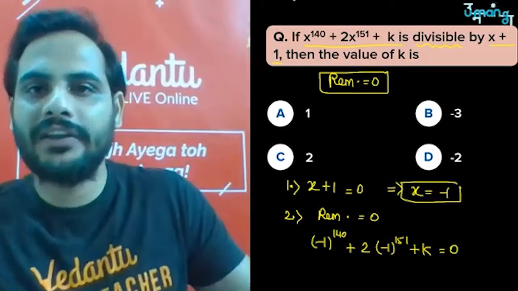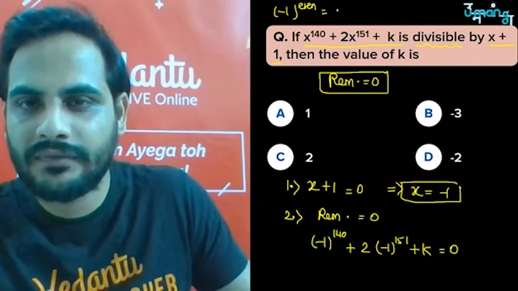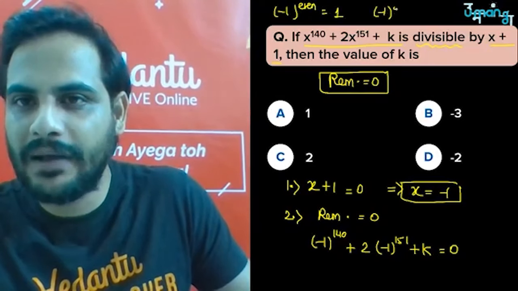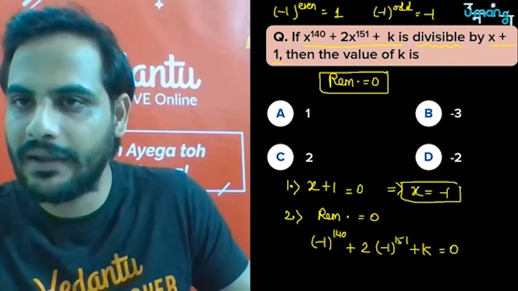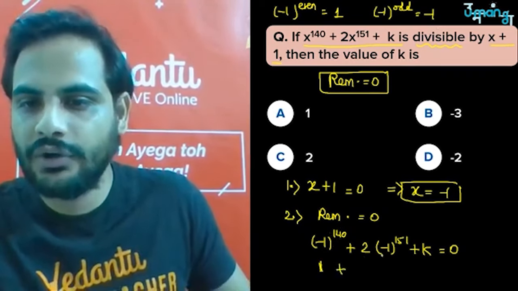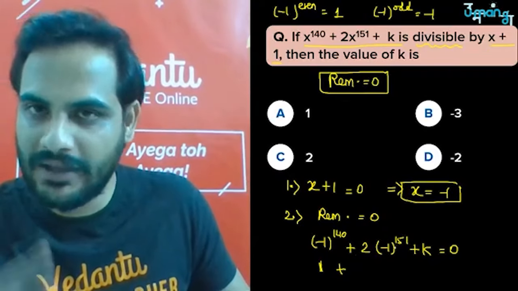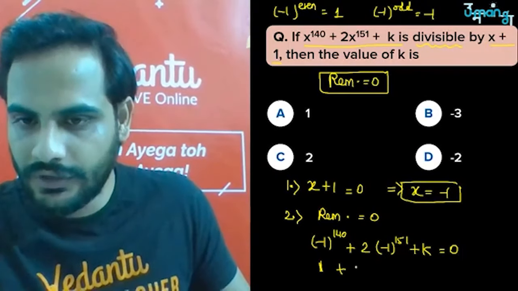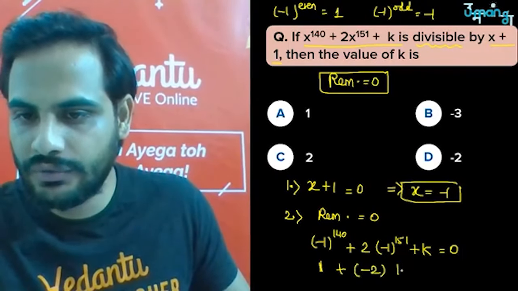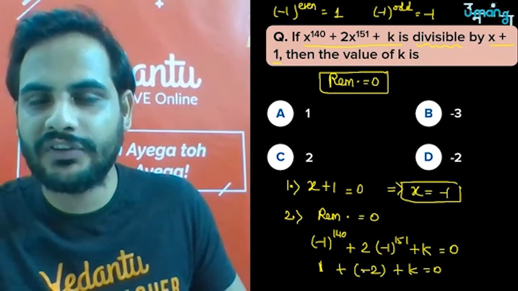Now if minus 1's power is even, then the answer is 1, and if minus 1's power is some odd number, then the answer is minus 1. So minus 1's power is an even number, so it is 1 plus 2 into minus 1 raised to the power 151, an odd number, so it will become minus 1. So it will become 2 into minus 1, which is minus 2, plus k equal to 0. So finally you will be getting 1 minus 2, which is minus 1.